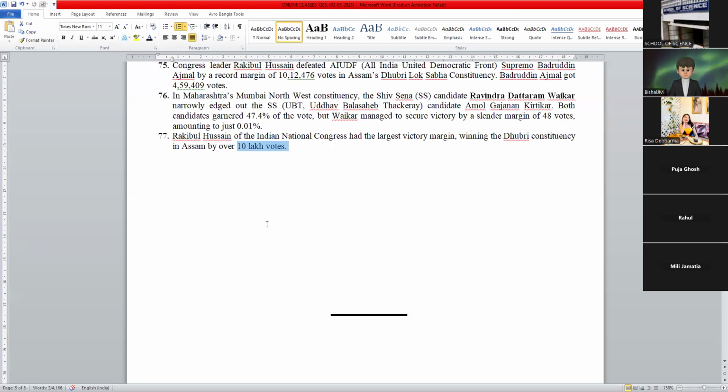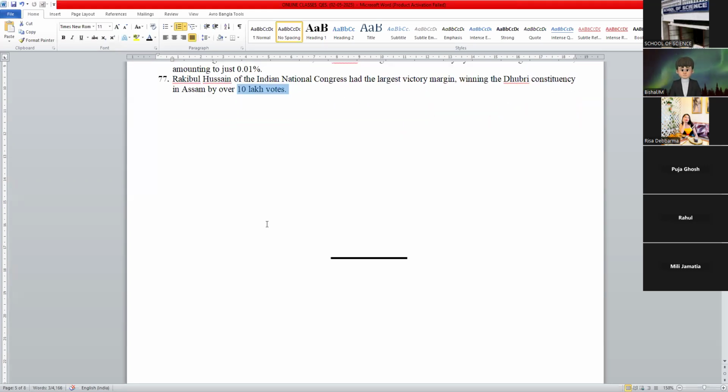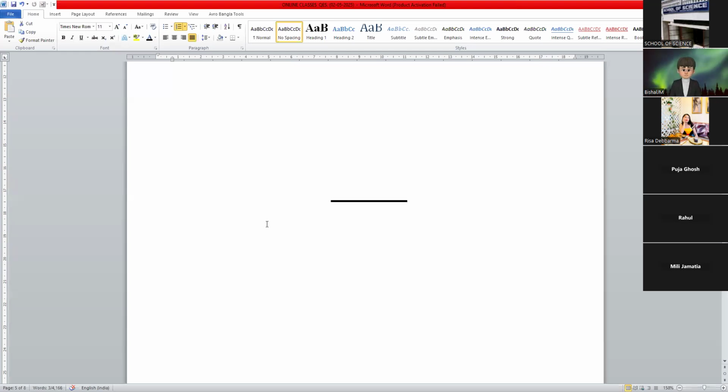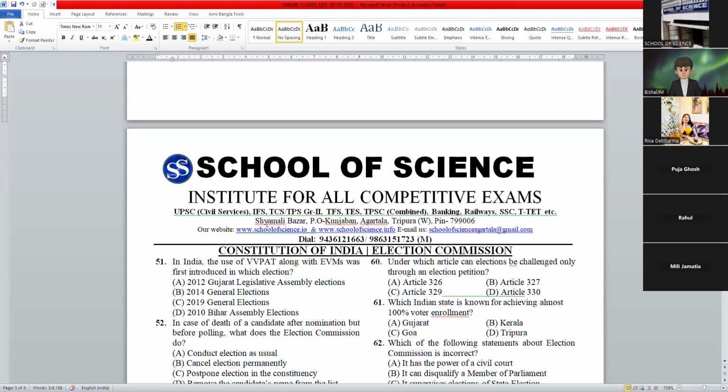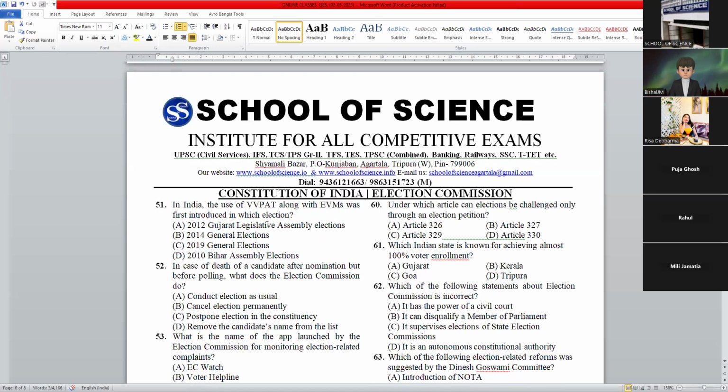Okay, so these were the very final points in today's class on elections. There may be some MCQ questions in your examination. Now we will discuss about 50 MCQs today. Please unmute all so that all can participate in answering these MCQs.